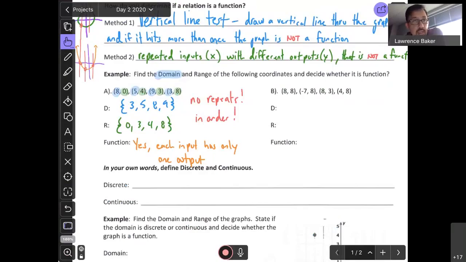Anything there on A or the vertical line test or method 2 that you guys want to talk about for a doobie? Yeah, Audrey, let's see. Yeah, that's great, Audrey, what you typed there in the chat.